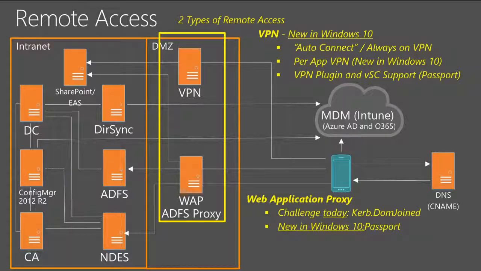With the web application proxy, the challenge we often had was that if we wanted to access internal resources, we often needed to use Kerberos, and those mobile devices didn't have Kerberos. So what we have now is Passport, which is a way to get around it. With Windows 10, it's much easier to do reverse proxy type of scenarios with mobile devices.